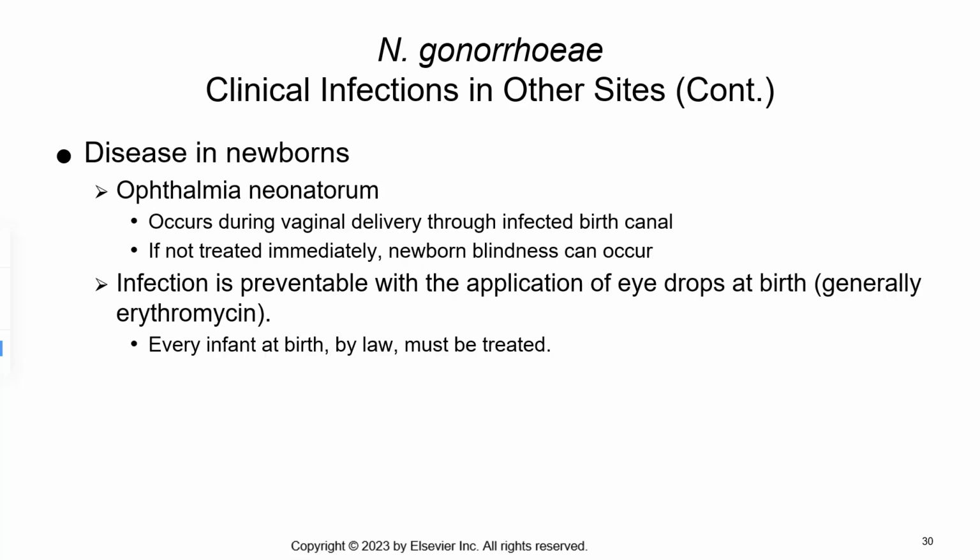Diseases in newborns: ophthalmia neonatorum occurs during vaginal delivery through an infected birth canal. As the baby is coming through the vaginal birth canal, if not treated immediately, newborn blindness can occur. This is why today in the United States, every infant that comes through the birth canal must be treated with eye drops at birth, generally erythromycin. This is a requirement by law.